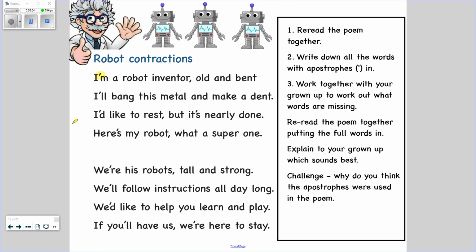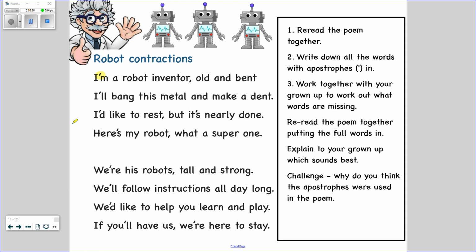So for example, I'm a robot inventor, old and bent. That's got a letter missing. Can you think what it might be? If you can, tell your grown-up now. Oh, well done you, and that's right. It should read, I am a robot inventor, old and bent.